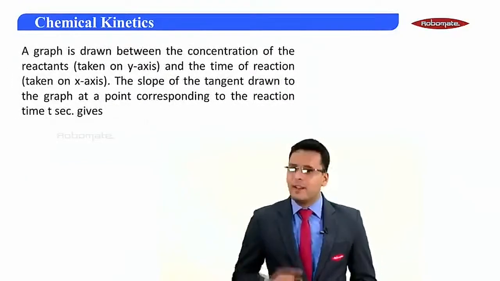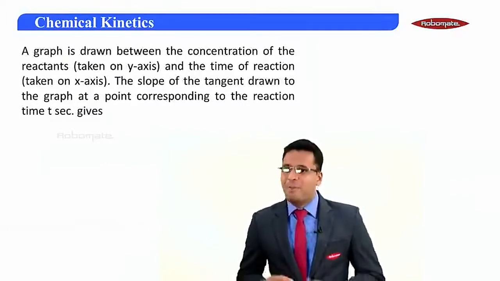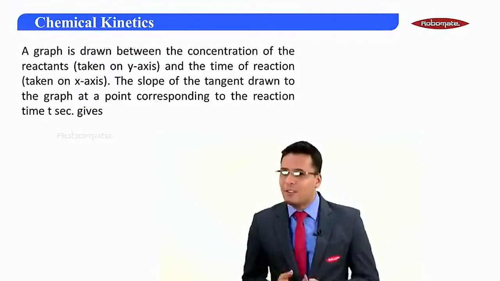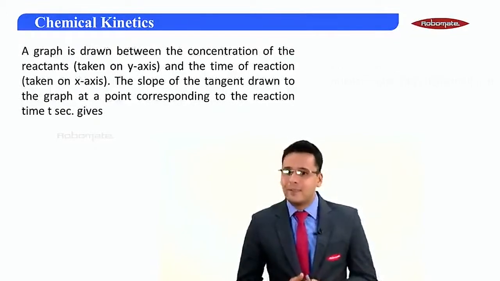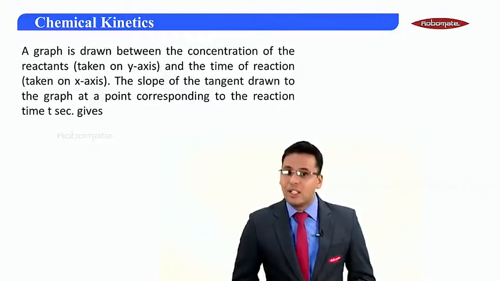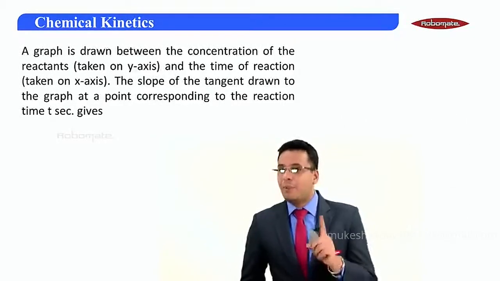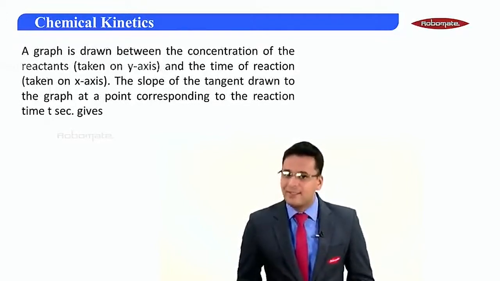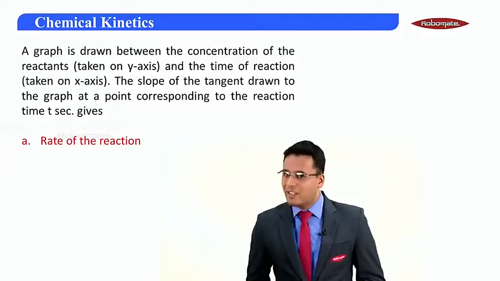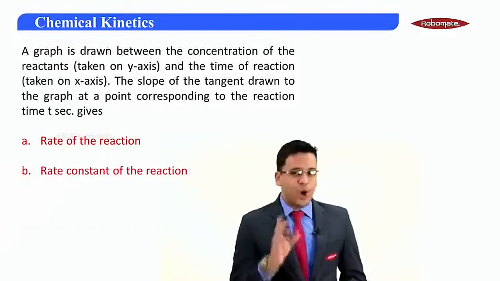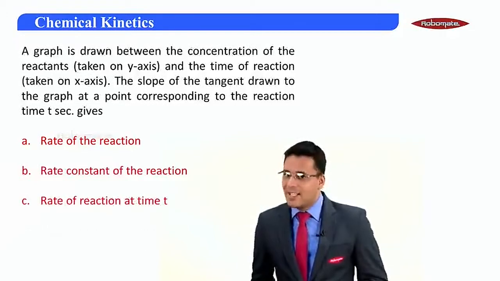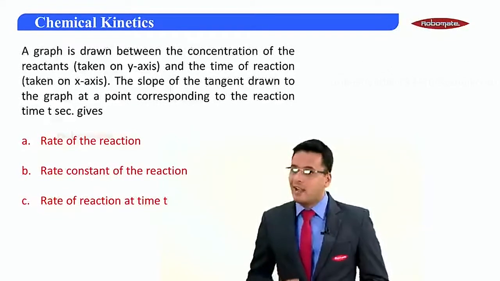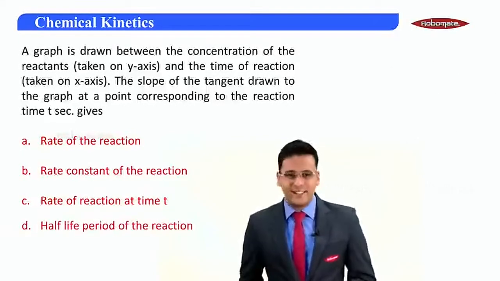Take this question. A graph is drawn between concentration of reactants on the y-axis and time of the reaction on the x-axis. The slope of the tangent drawn to the graph at a point corresponding to the reaction time t seconds gives option A, rate of the reaction, B, rate constant of the reaction, C, rate of the reaction at time t, and option D, half-life period of the reaction.